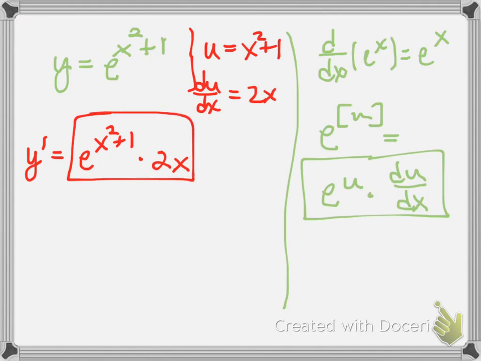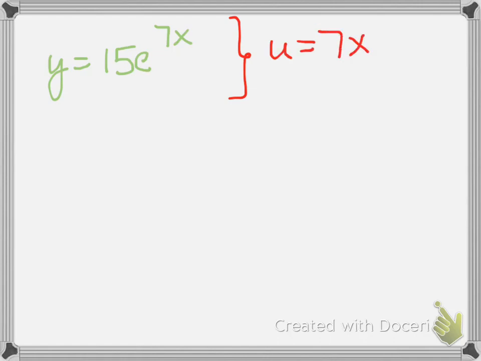So beyond just e to the x, we have to look at that exponent to make sure we derive that and tag that along as well. Let's look at one more example. So in this third example, we start off with y equals 15e to the 7x. Just like we talked about on the previous example, we have an exponent here that's 7x. The derivative of that exponent would just be 7.